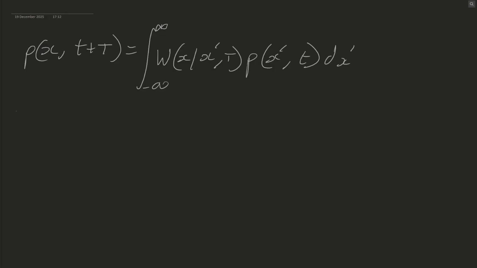And so, what does that mean? w of x bar x prime, that function, is the transition probability density of jumping from state x prime to state x in time interval tau. So what this equation is doing is it's saying what the most likely future state of some Markov process x is, with probability density.